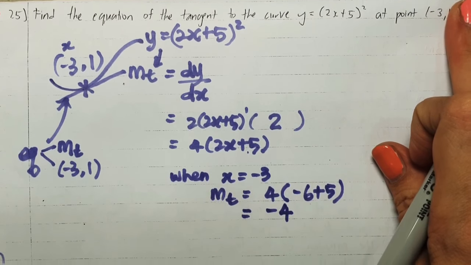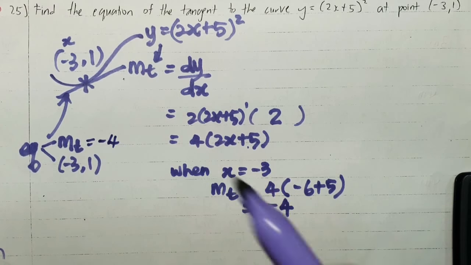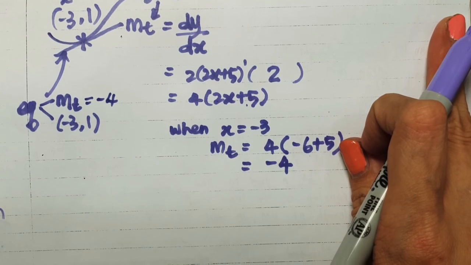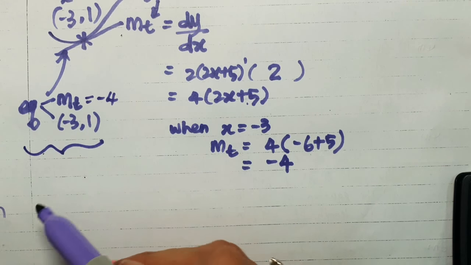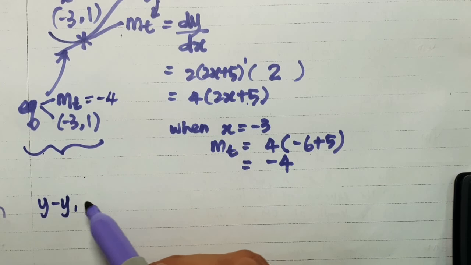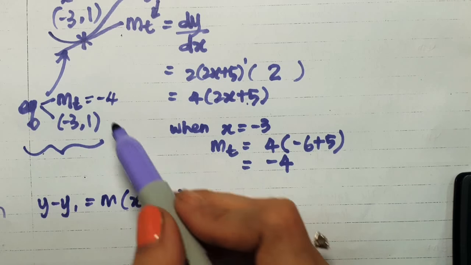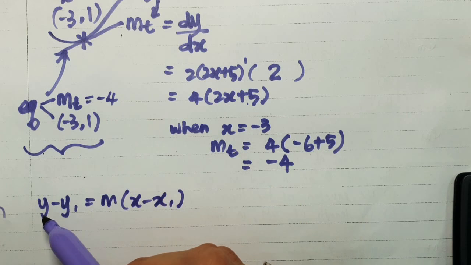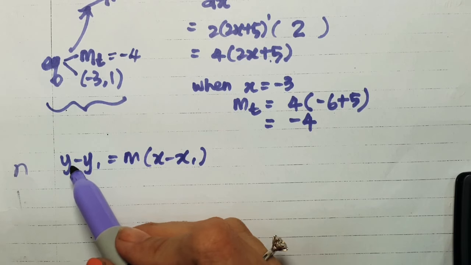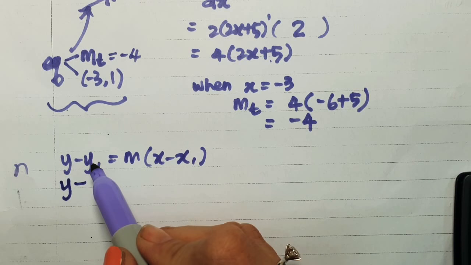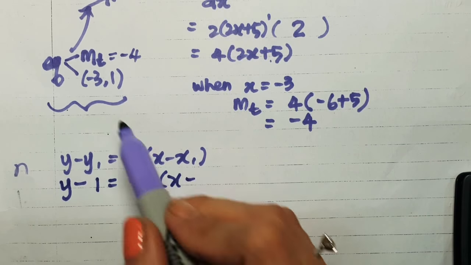Okay, so with this, the gradient of the tangent is already found, which is -4. How do we find the equation in the first place? So we go by the general formula, that is y minus y1 equals m times (x minus x1). And all this information is given over here. The general y, that's why you don't see any subscript number over here. So it's just general y. y1 is 1, m is -4, x1 is -3.